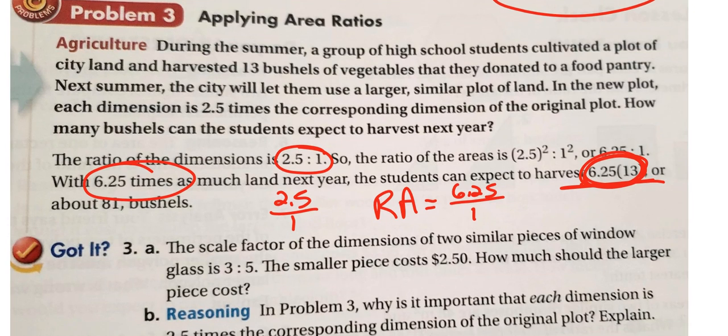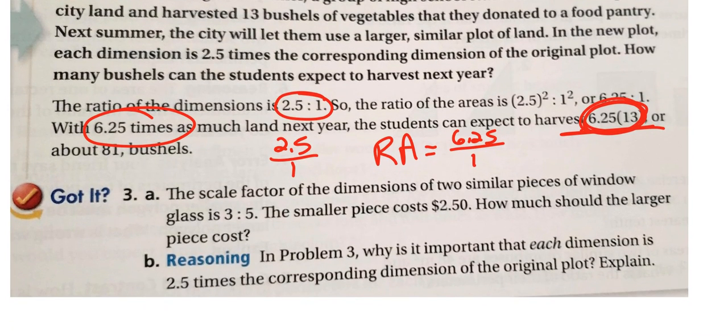All right, so let's try a similar situation here. It says the scale factor of the dimensions of two similar pieces of window glass is 3 to 5. A smaller piece costs $2.50. How much should the larger piece cost? All right, so those are the dimensions. The smaller piece costs $2.50. How much should the larger piece cost?